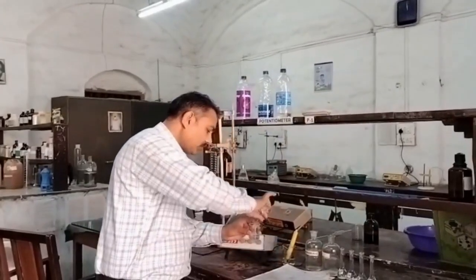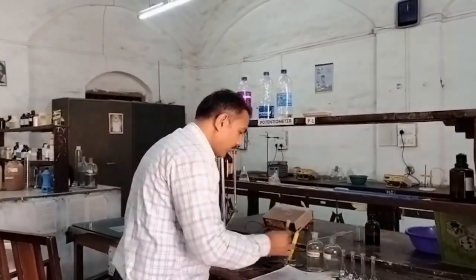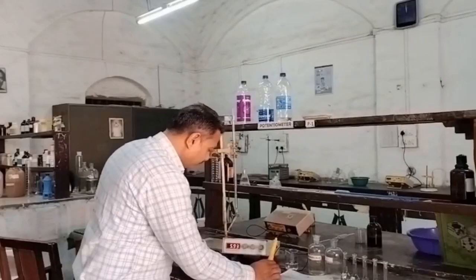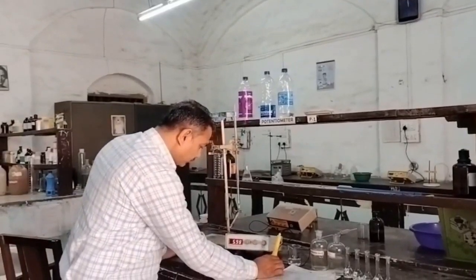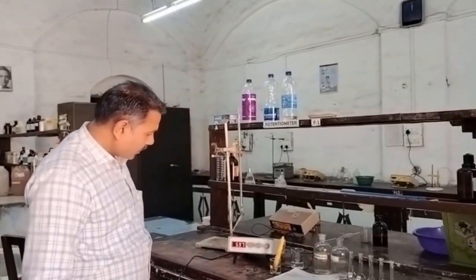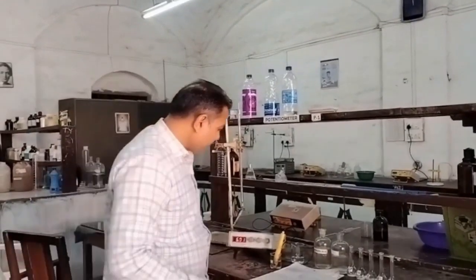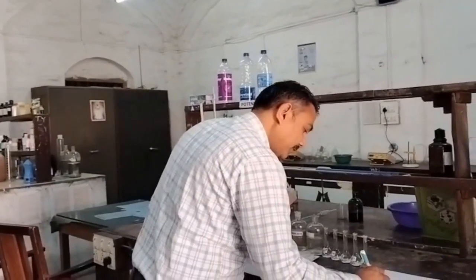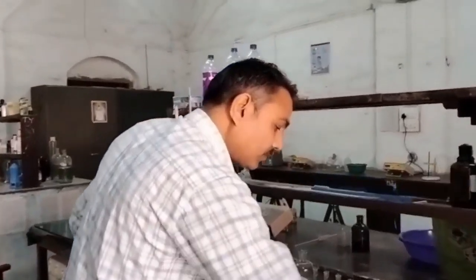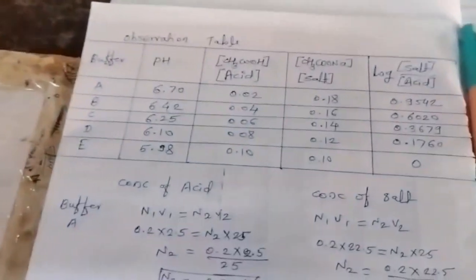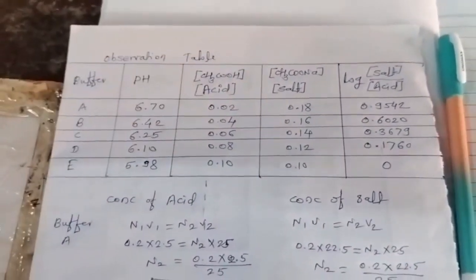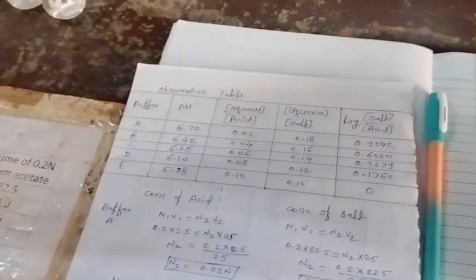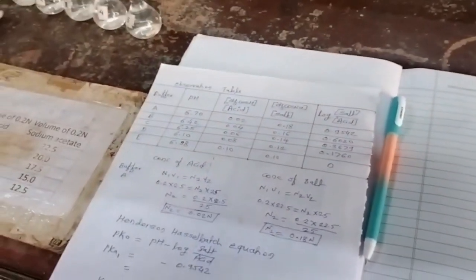Now the last solution of this buffer is buffer 5 solution or buffer E solution. So the pH of this buffer solution is stable at 5.98. So these are our observed readings of various buffer solutions, which are the expected values, decreasing pH values, as we have increased the concentration of acid solution in the buffer solution.